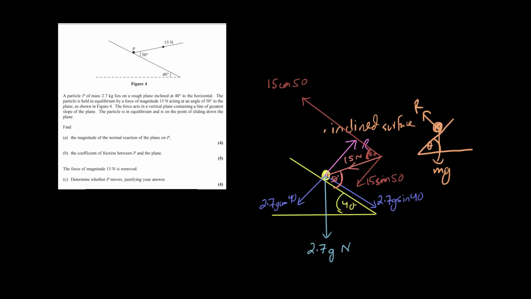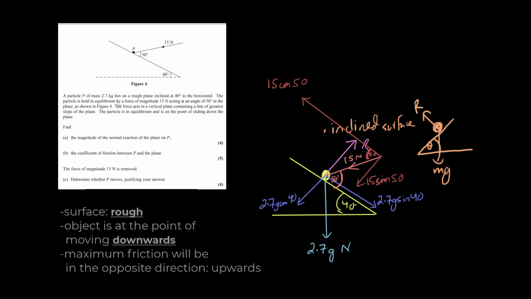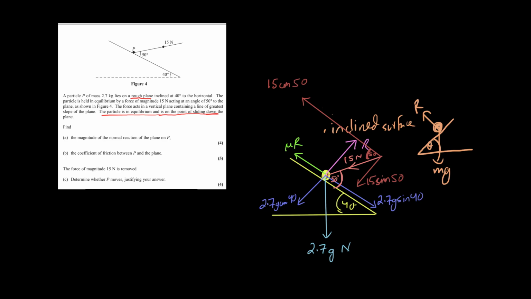Now let's check whether this has a rough surface or not. If this is a rough surface, we need to know whether it is about to go down or about to go up. The particle is in equilibrium and it is on the point of sliding down. So we can consider friction in the opposite direction to motion. So this is mu r. Mu is the coefficient of friction and r is the normal reaction. Now when we have drawn this, so this is question number A.